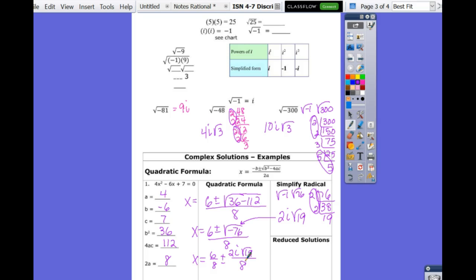So now 6 over 8 gives me 3 over 4, and 2 over 8 reduces to 1 over 4. Do I have to write the 1 down? So I'm just going to write the i times the square root of 19 over 4. And that gives you your answer.